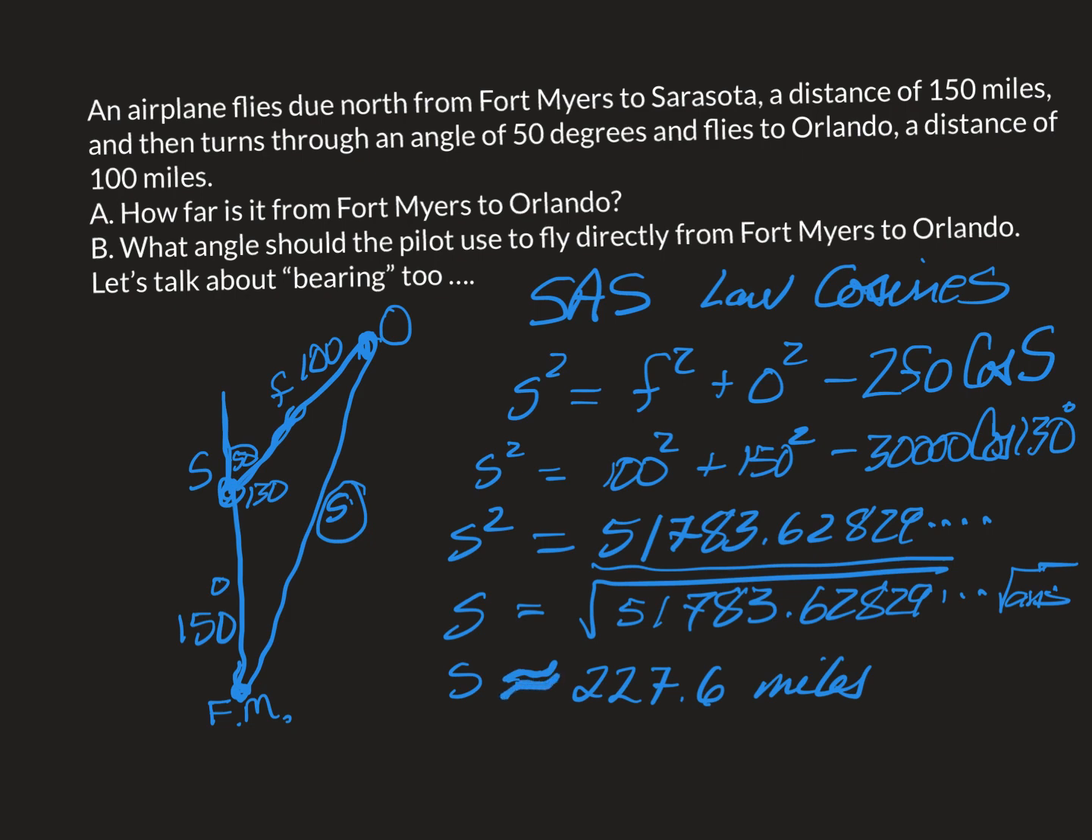Okay? And so S is 227.6. So how far is it from Fort Myers to Orlando? We have now found that solution. Now, it says, what angle should the pilot use to fly directly from Fort Myers to Orlando? So what we want to do is we want to find this angle here, angle F, okay?